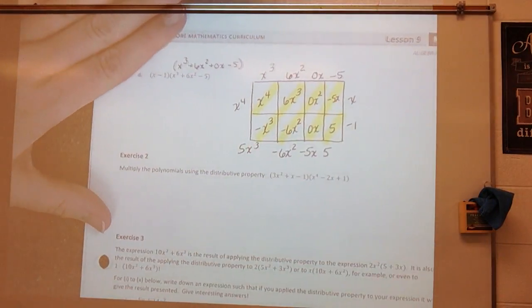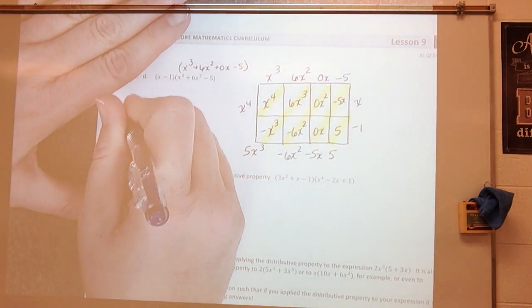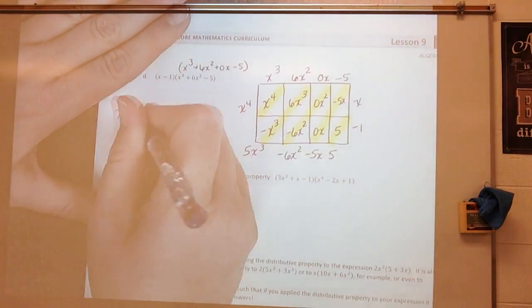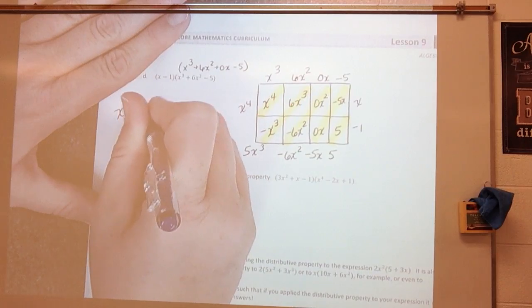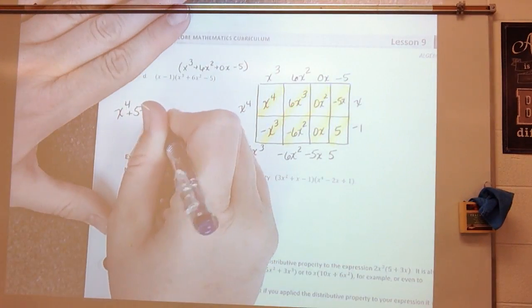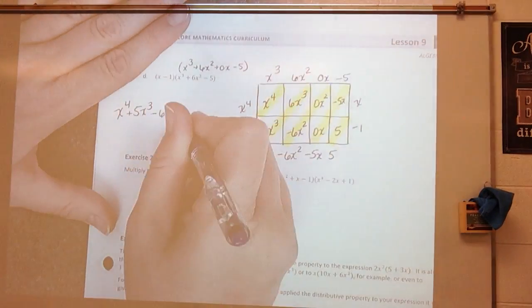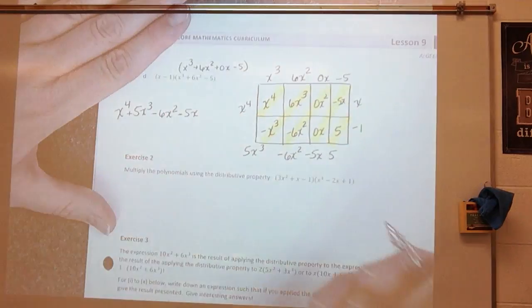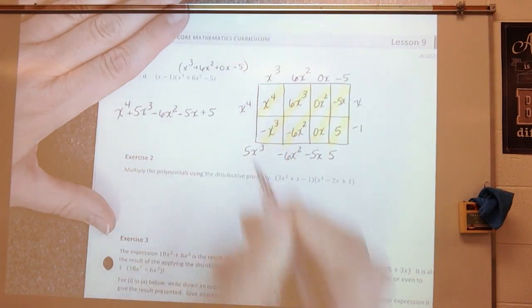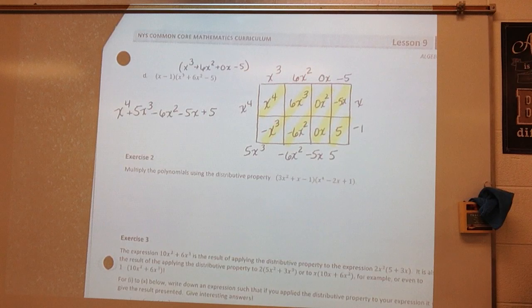So now I can write my answer. X to the 4th plus 5x cubed minus 6x squared minus 5x plus 5. Okay? And there's my answer.